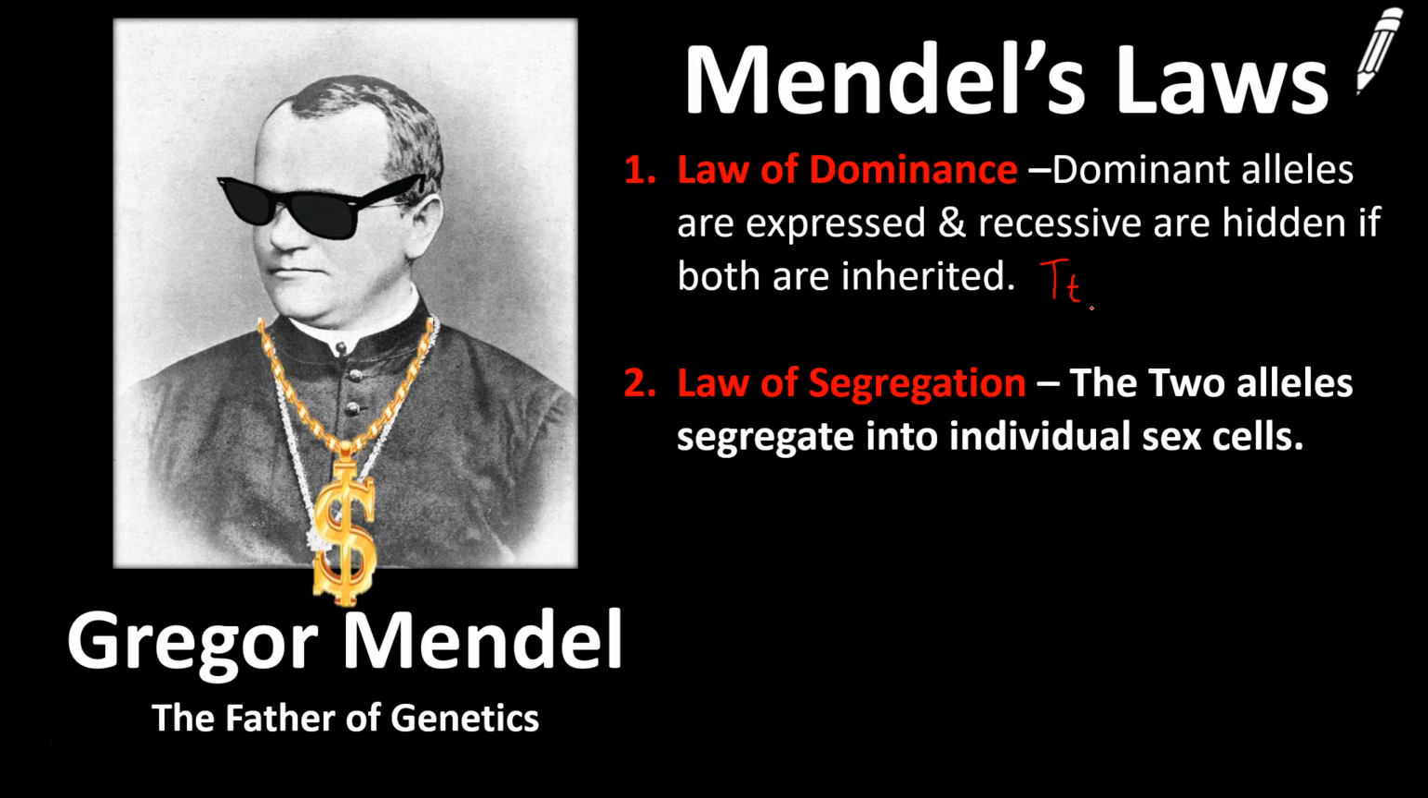So the law of segregation states that 2 alleles are segregated into individual sex cells. 2 alleles are segregated. What does segregate mean? To segregate means to split apart or to keep apart. 2 alleles are segregated into individual sex cells.